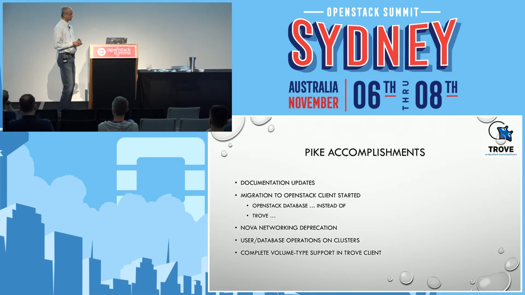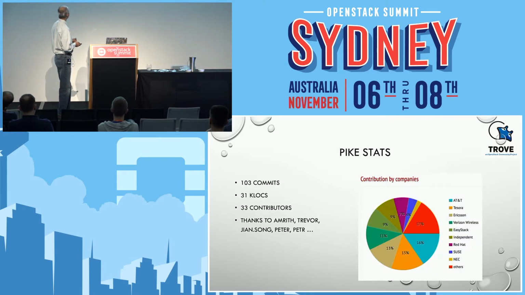So those were the accomplishments for Pike. Just high-level stats on Pike. As I said, not as dramatic as previous releases. 103 commits, 31 K-logs changes, 33 contributors, and I want to give a shout out to the major contributors for Pike. Amrit in the room, Trevor, and so on.